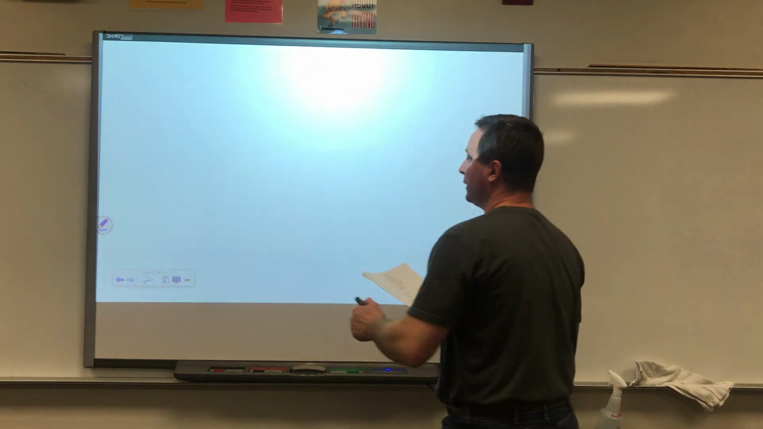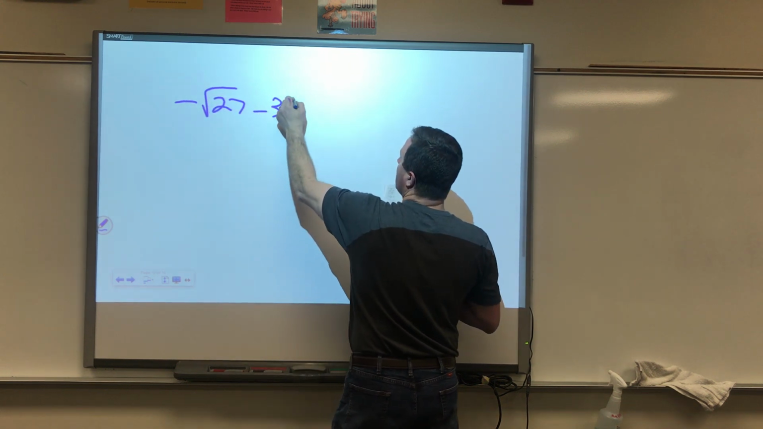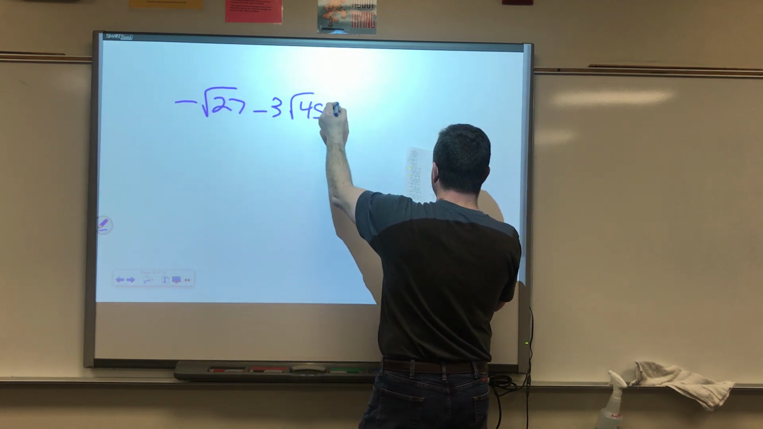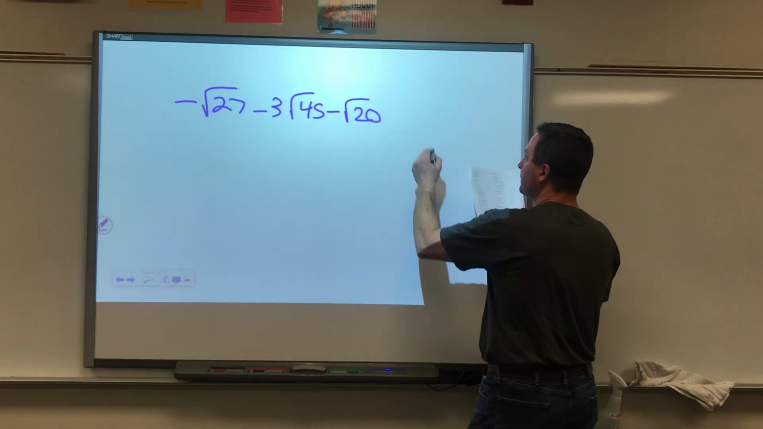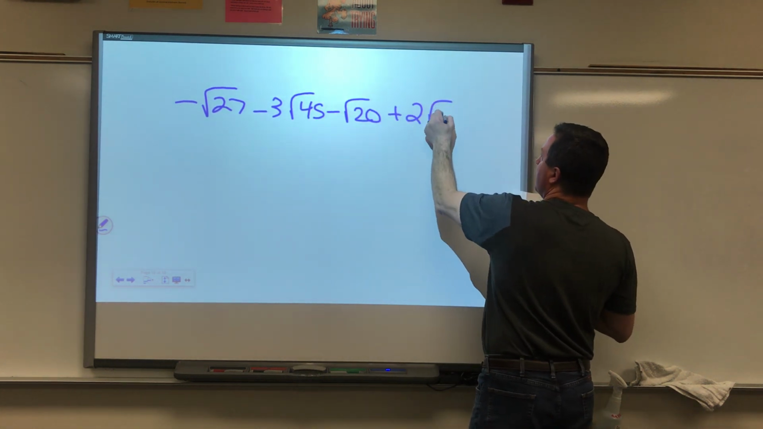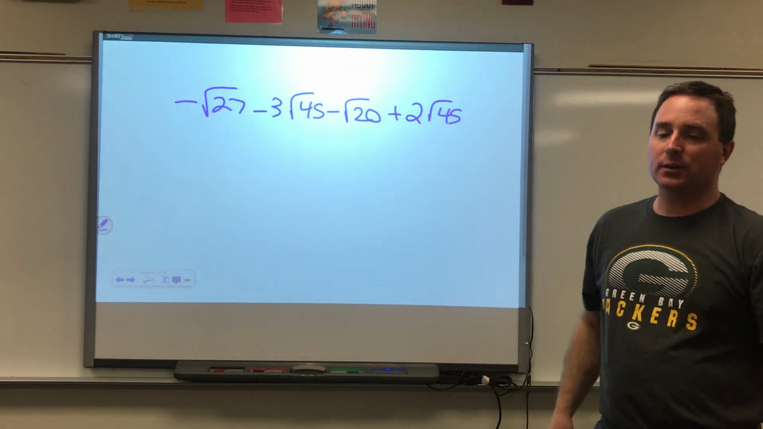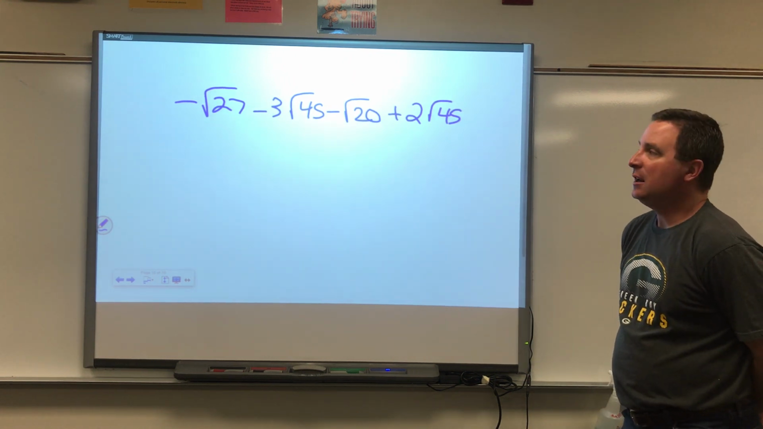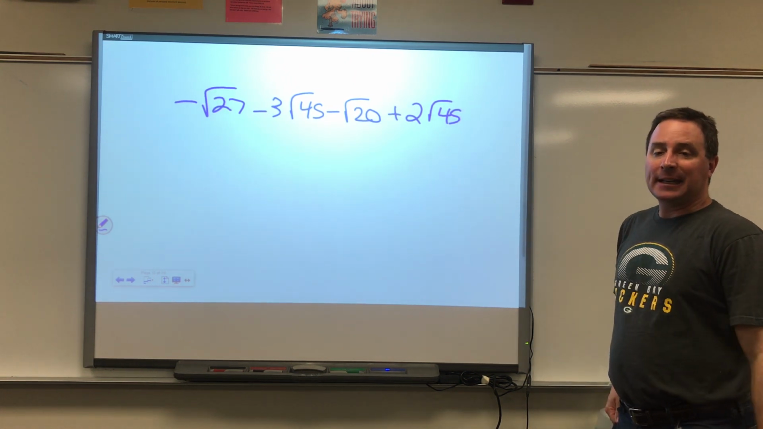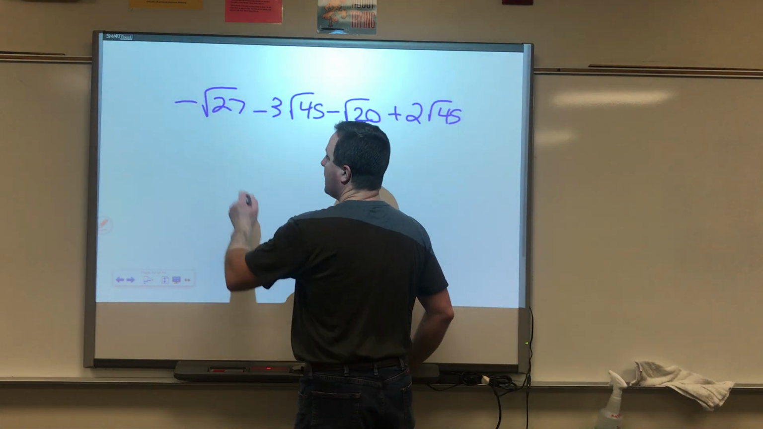Here it is. It's kind of a big one. Negative square root of 27 minus 3 square roots of 45 minus the square root of 20 plus 2 square roots of 45. Okay, so it looks like there's a couple, and the couple 45s are the same, but the other two are different. Before we do any combining of those, let's just simplify each one of our radicals first.